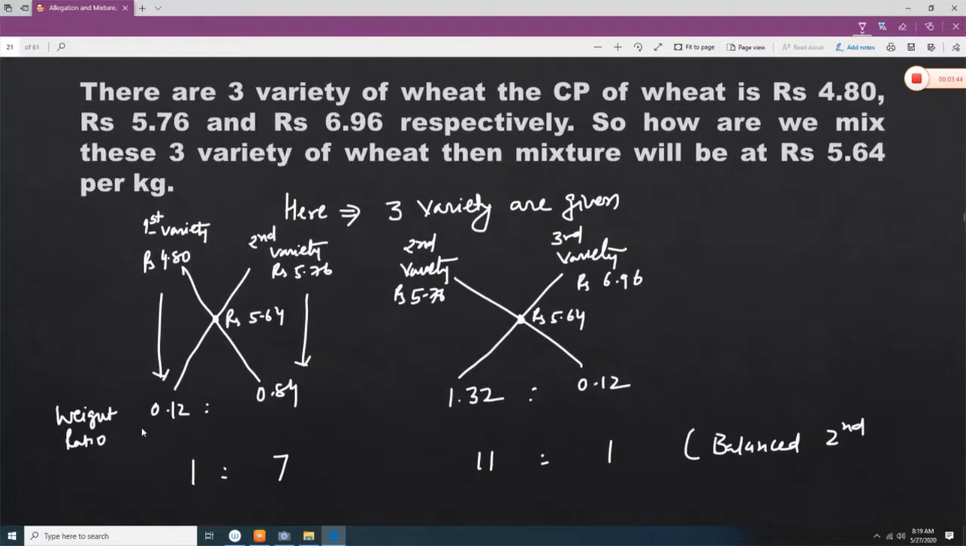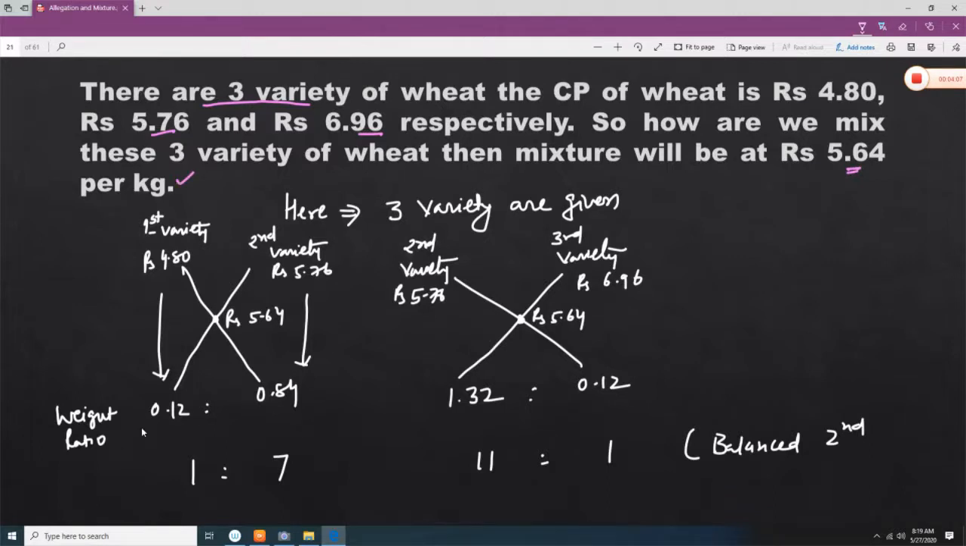There are 3 varieties of wheat. Now you see, not 2 but 3 varieties of wheat. The Cp of the wheat is rupees 4.80, rupees 5.76, and rupees 6.96 respectively. So how do we mix these 3 varieties of wheat? Then the mixture will be at rupees 5.64 per kg.